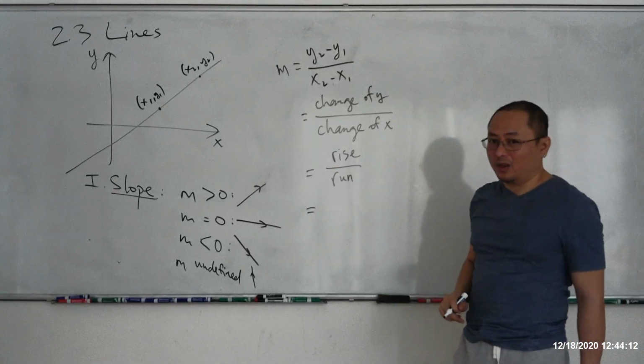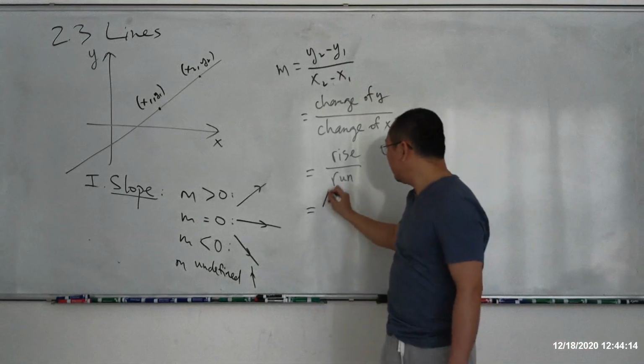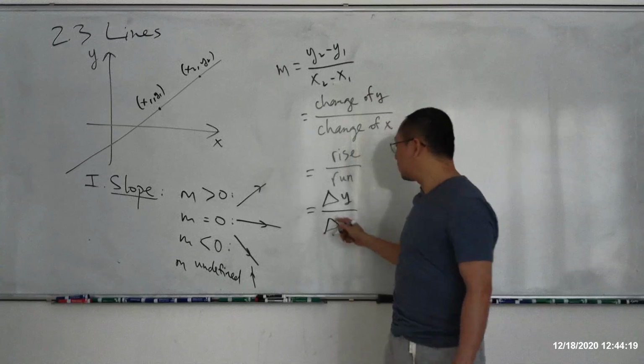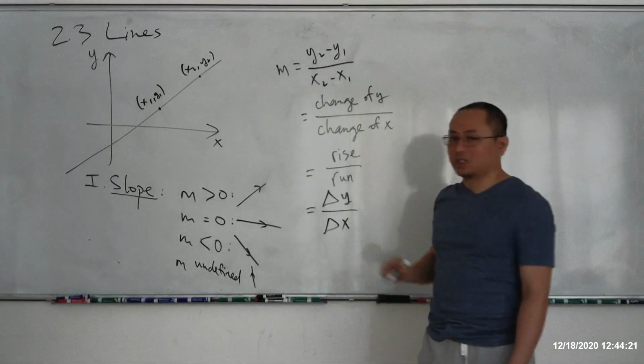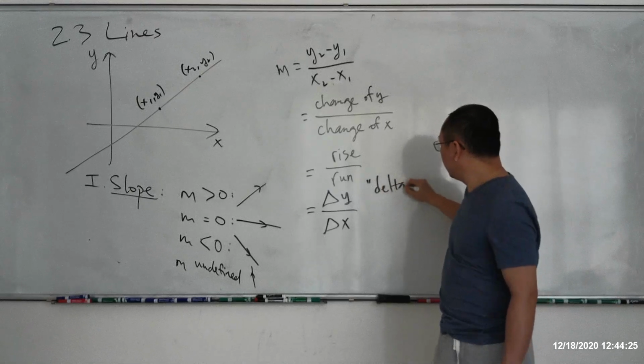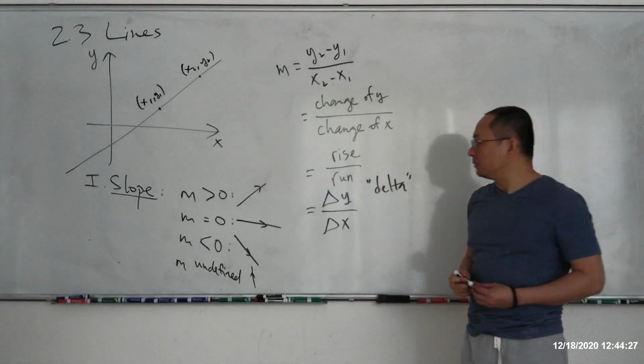Okay? Later on, when you guys get to calculus, people denote it this way. It's called delta. Delta y over delta x, and this is a short way of writing what? This is change of y over change of x. Okay? Delta y over delta x.